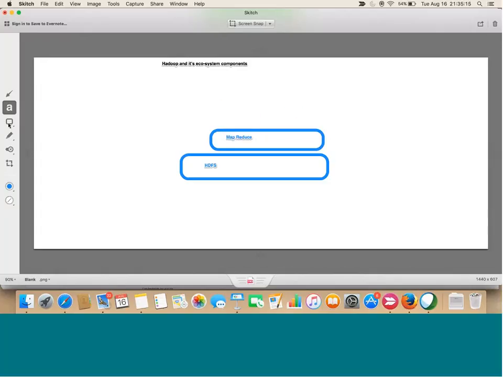Now this is nothing but your core Hadoop. Your core Hadoop is HDFS plus MapReduce. So you have a HDFS here and you have a MapReduce here. This is the entire Hadoop. Your basic core Hadoop is this.